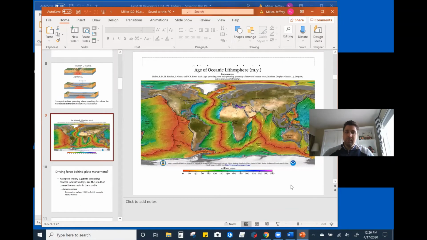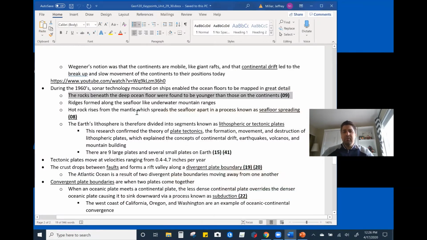Okay, so here's what we're looking at, the age of the lithosphere, the ocean in particular. The more red the illustration is, the younger the rocks are compared to the green to the purple, right? And so that's saying under the ocean in many parts that the rocks are not as old. And why? What's going on with that?